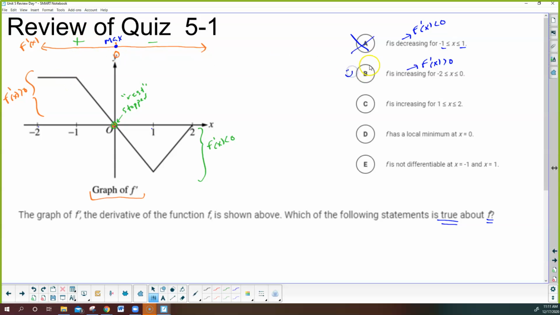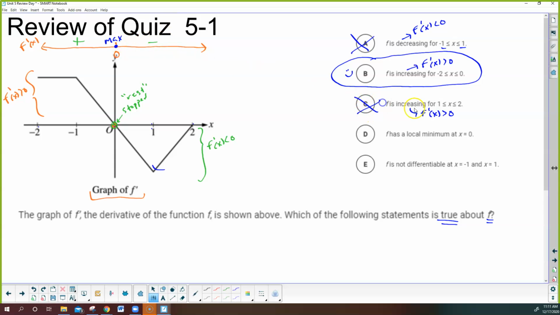So right now, this is true, which means all the other ones have to be false, but let's prove why they're false. Right? F is increasing from 1 to 2. Well, remember, if that's true, f prime of x has to be greater than 0. And if you look at it from 1 to 2, the derivative is below the x-axis. This is the graph of the derivative, so it's negative, and that's why the sign chart helps.